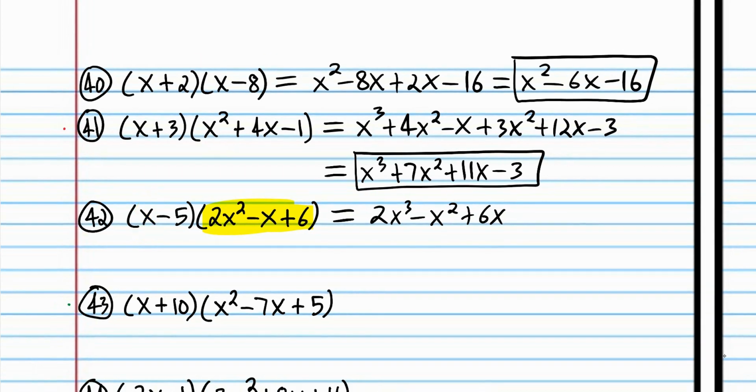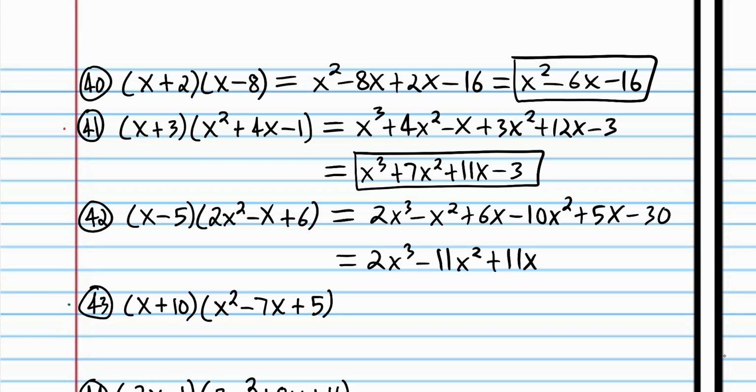And now we move to negative 5. Negative 5 times 2x squared is negative 10x squared. Negative 5 times negative x is positive 5x. And negative 5 times 6 is negative 30. So then we combine like terms. We have one x cubed term, two negative x squared terms, and 6x plus 5x is 11x. And we just rewrite that negative 30.